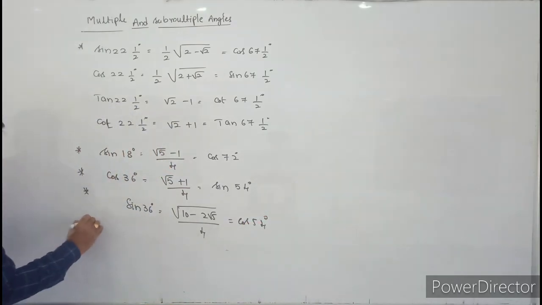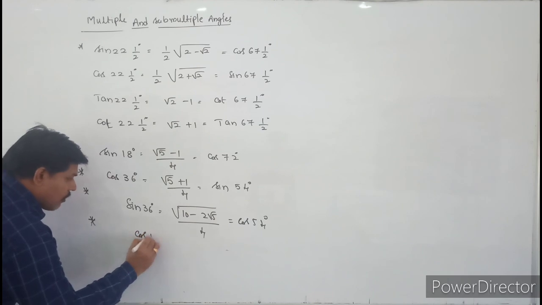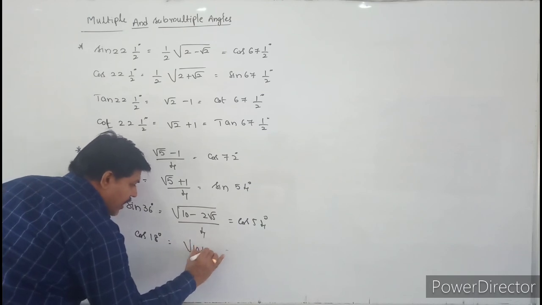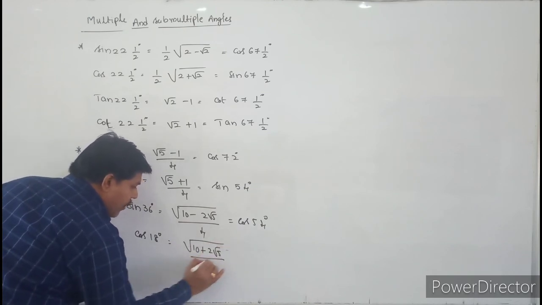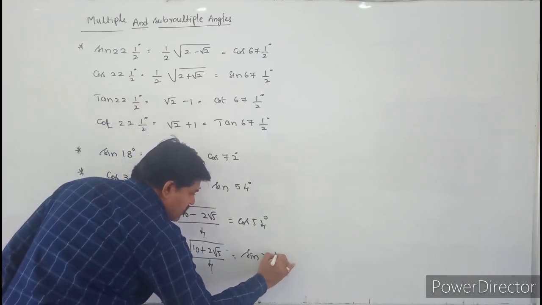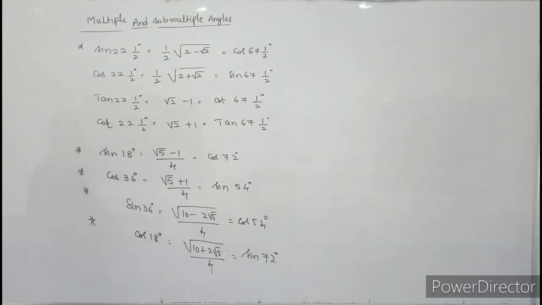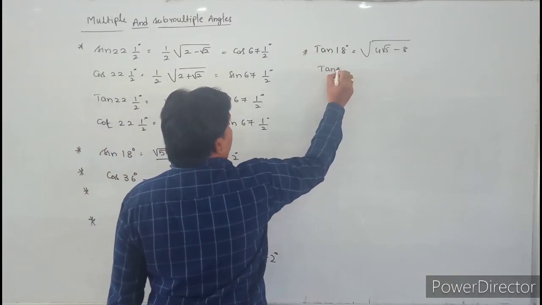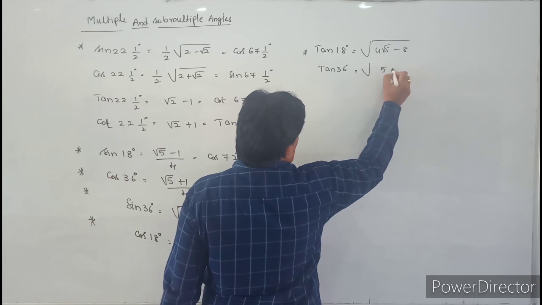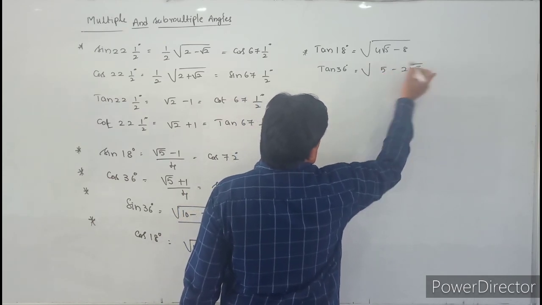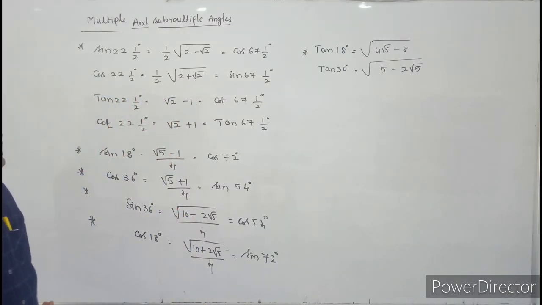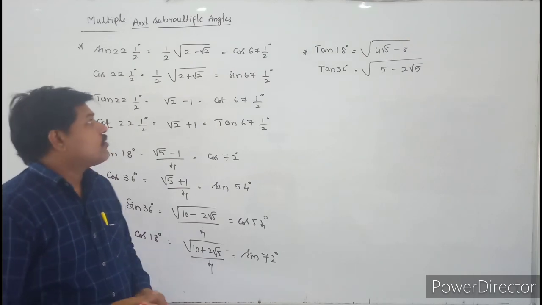And also cos 18 degrees. Cos 18 degrees is equal to square root of 10 plus 2 root 5 by 4, and it is nothing but sine of 72 degrees. So tan 36 degrees is equal to square root of 5 minus 2 root 5. So see these values, we will use these conditions in the problems. Okay. So see that question, students.